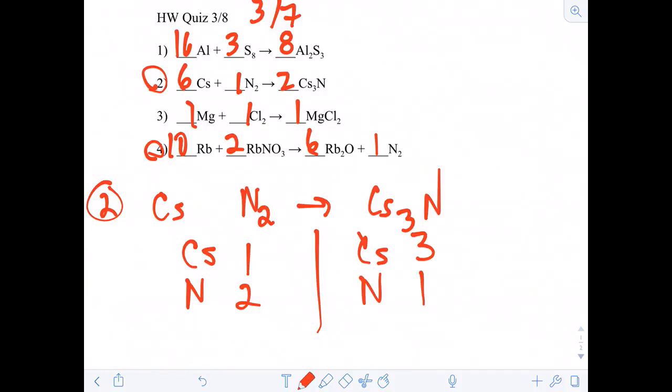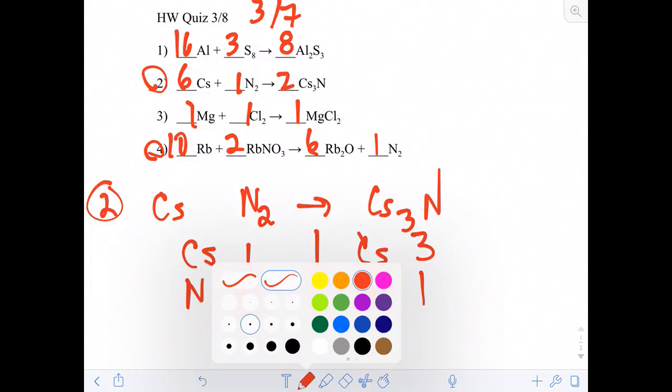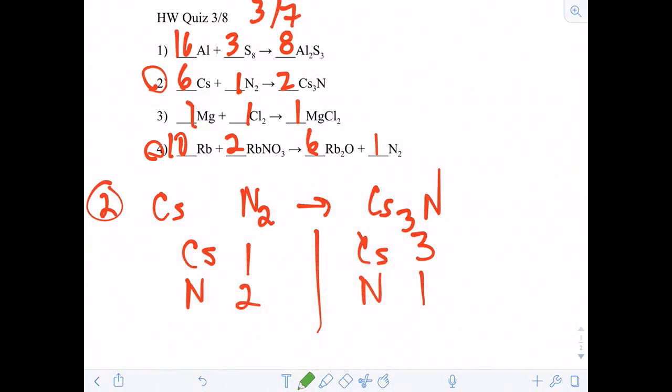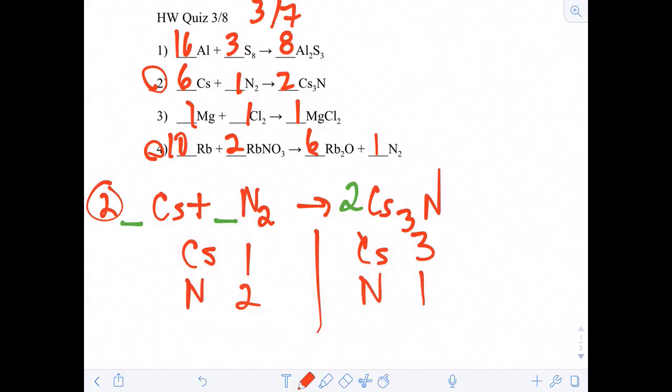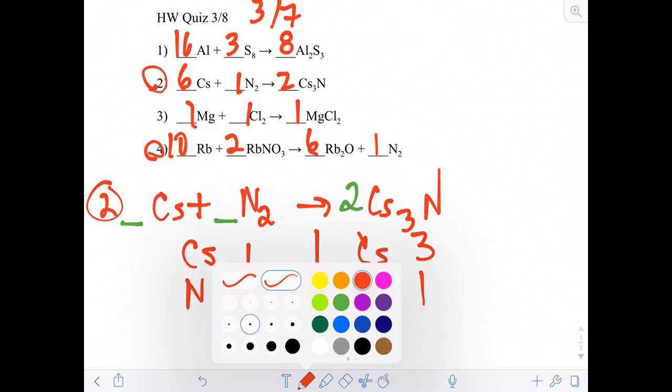I could start on either side. However, it's going to be simpler for me, I'll have fewer steps if I start on the right. If I start on the right with the more complicated thing, I'm going to have fewer steps, and here's why. When I change this, I change everything, right? I change cesium and nitrogen. But when I change one of these, I only change one element. Does that make sense? So I'm going to save those for last, and it'll make my life a little easier.